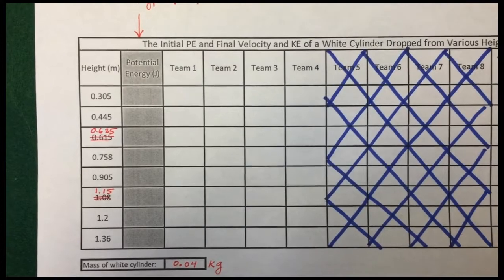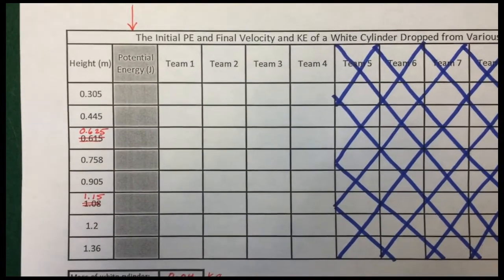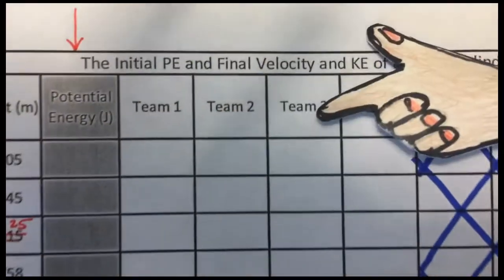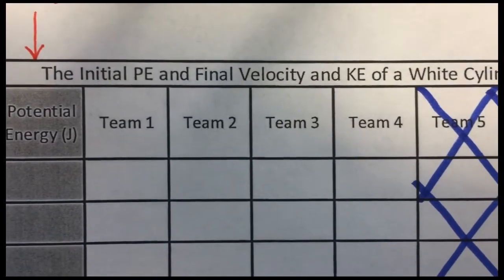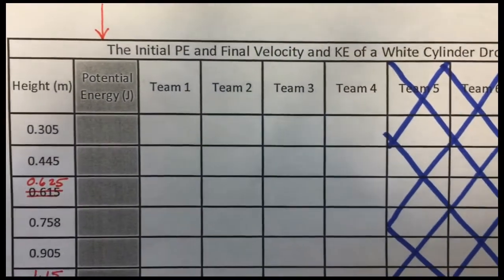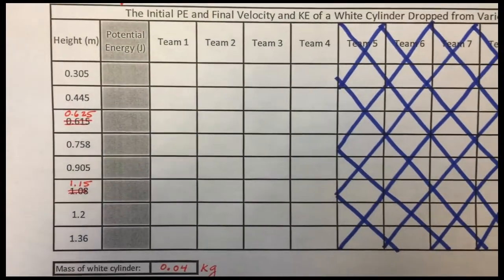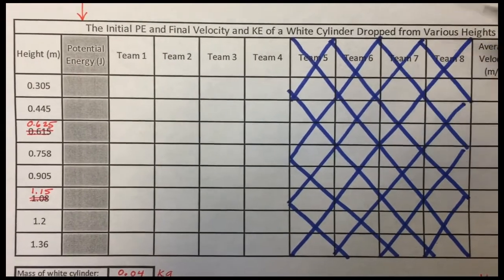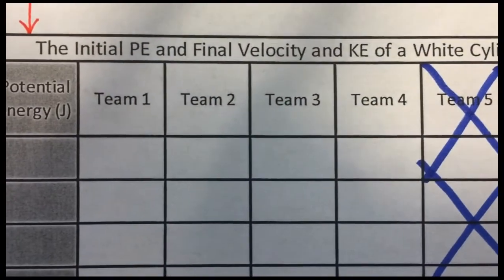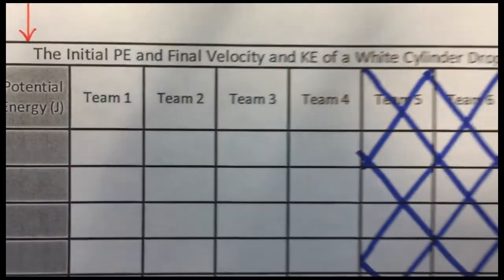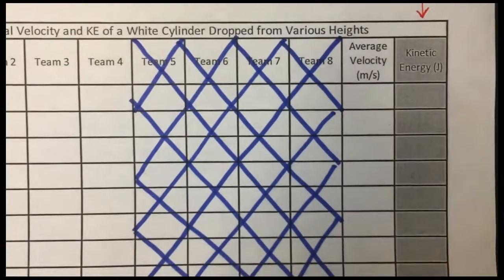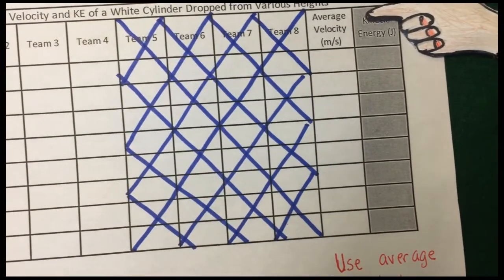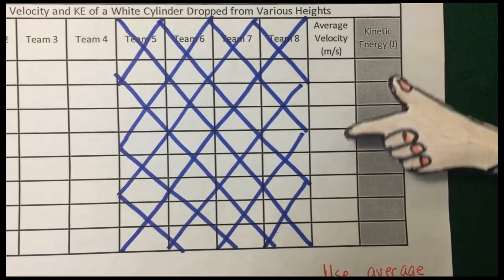Then that cylinder is going to fall through each tube. We will run each experiment 4 times. We'll have 4 trials for each tube. They're listed as teams because that's how we would be running them if we were at school. So each of those will be our 4 trials. We will not have 8 trials, so none of those columns will be filled in. Then from those 4 trials for each tube, you will calculate the average velocity. This column here will be where you will record the average velocity.